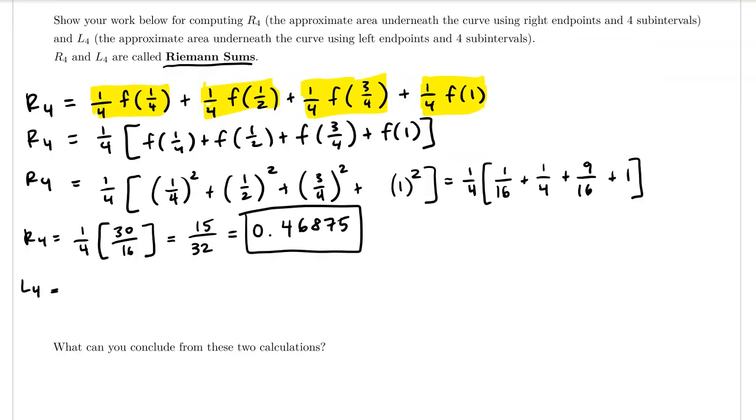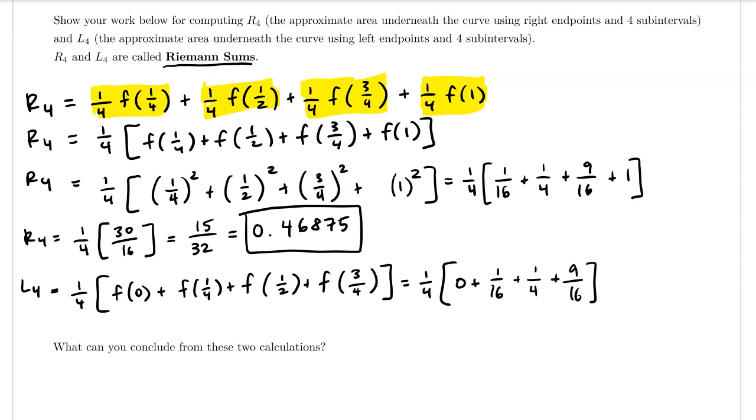So let's get to calculating L4. Now, just like previously, all the terms in our sum will have a 1/4, so I'm going to factor that out. And then the heights of our rectangles will be f of 0, f of 1/4, f of 1/2, and then the last height will be f of 3/4.